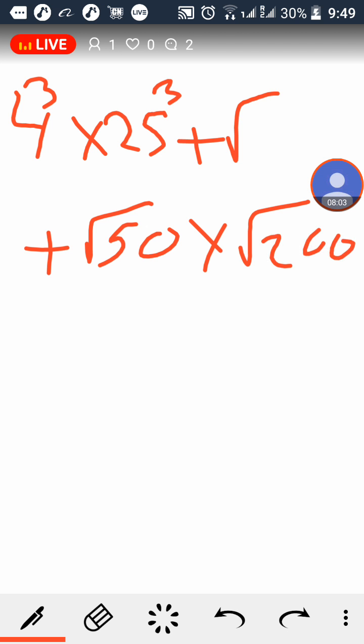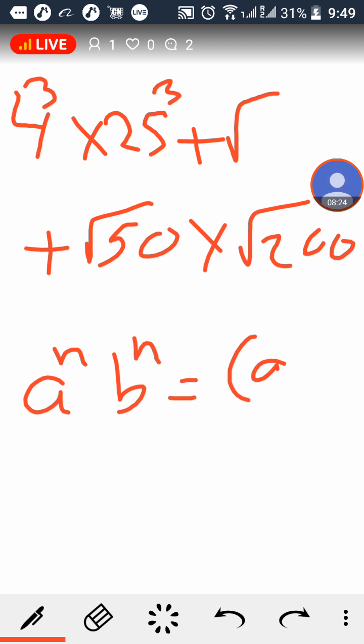Before solving this, there are 2 rules here. One of them: if you have, for example, a to power n times b to power n, so you have the same power here, you can write a times b, whole thing to power n, because you can distribute. You see here the number 1 and here is the number 1, then you can multiply 1 times n and 1 times n, here you will get a to power n and b to power n. That is one thing which is very clear.